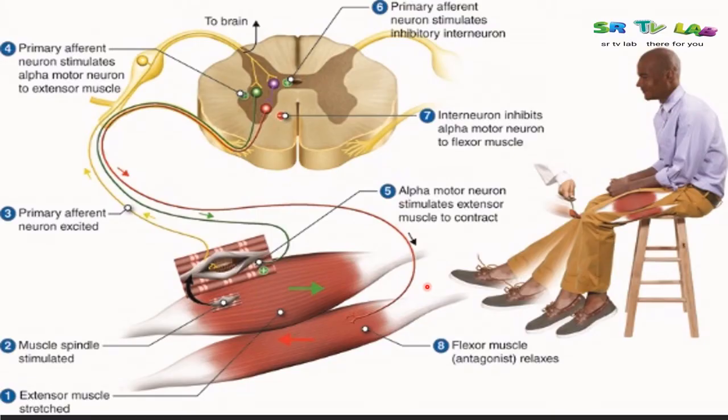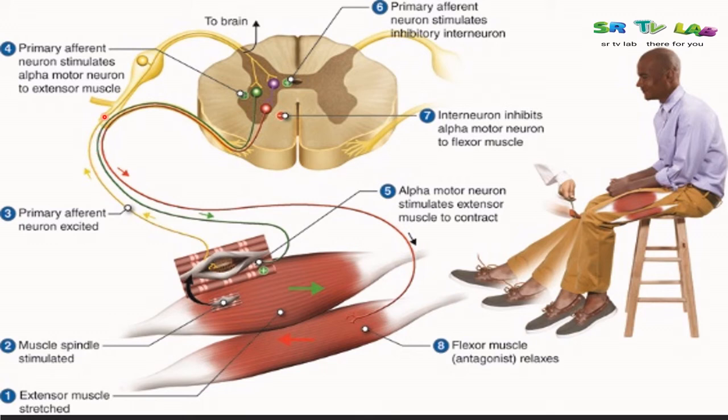Okay, this is what happened. The first step: the extensor muscle is stretched. Remember, it is stretched when you hit the patellar tendon. That is the first step. Then the muscle spindles, the muscle cells, will be stimulated. If they are stimulated, the primary afferent neuron will be stimulated immediately.